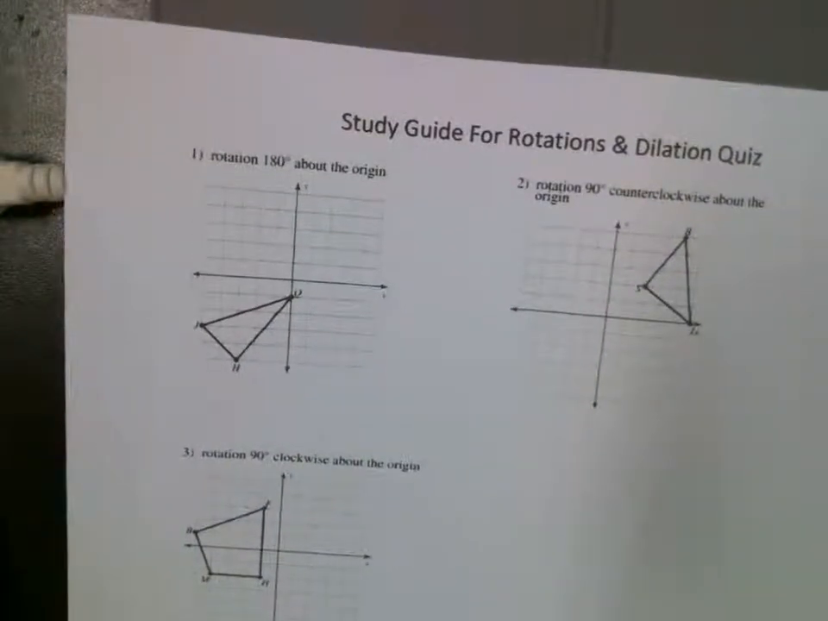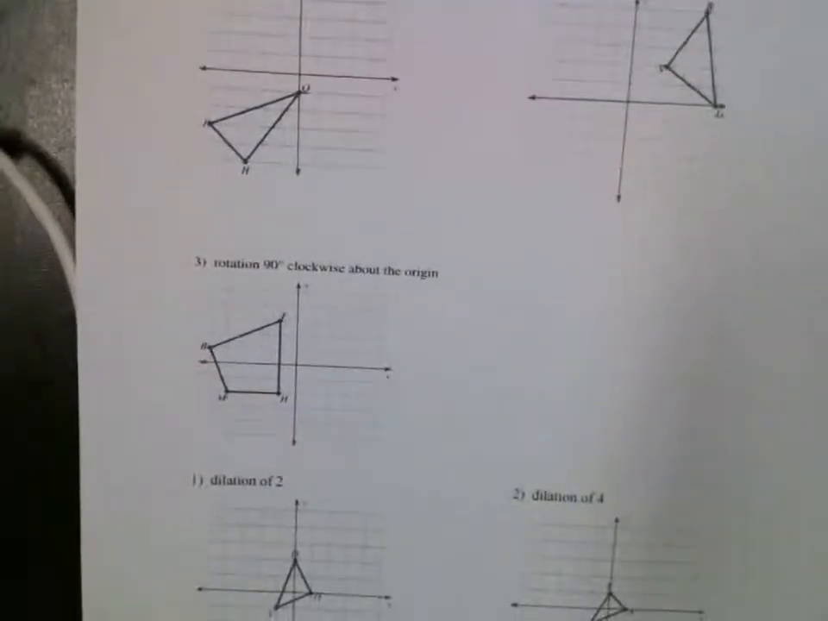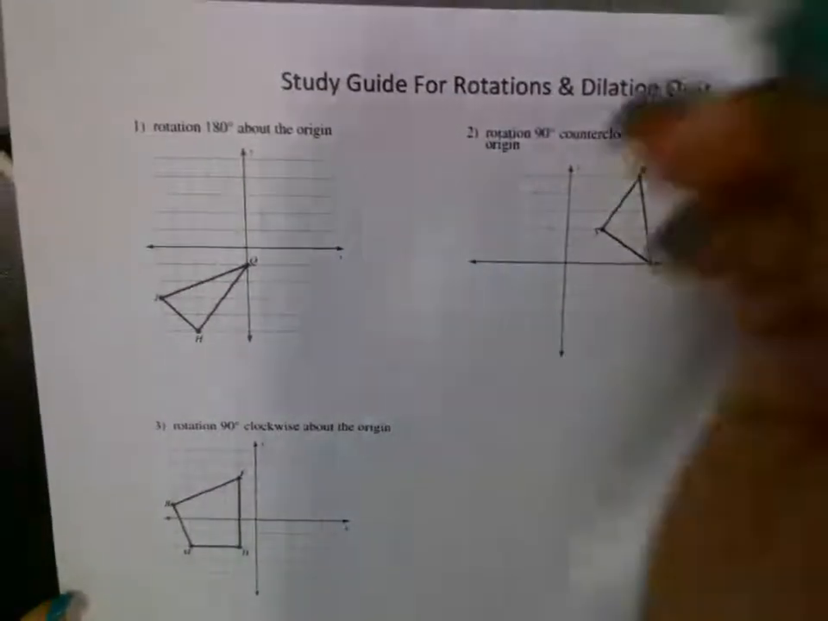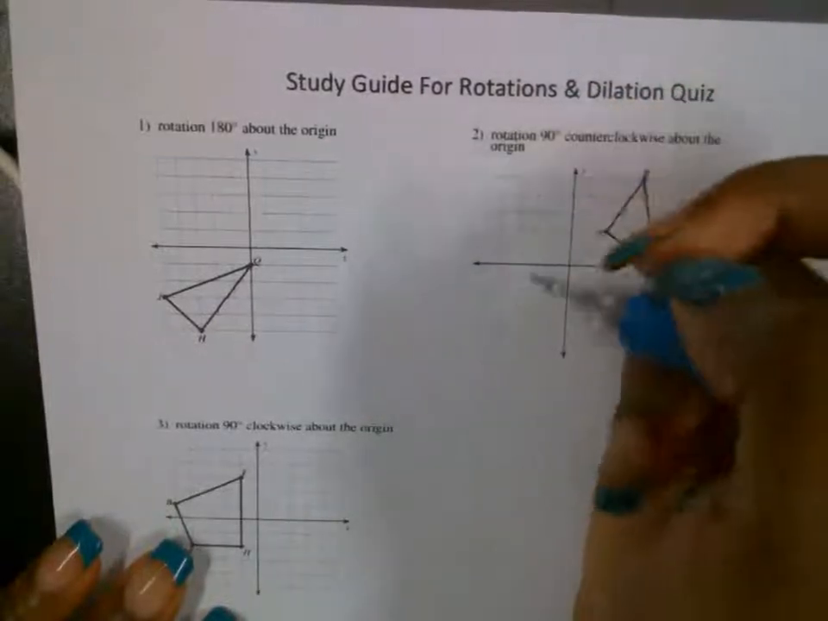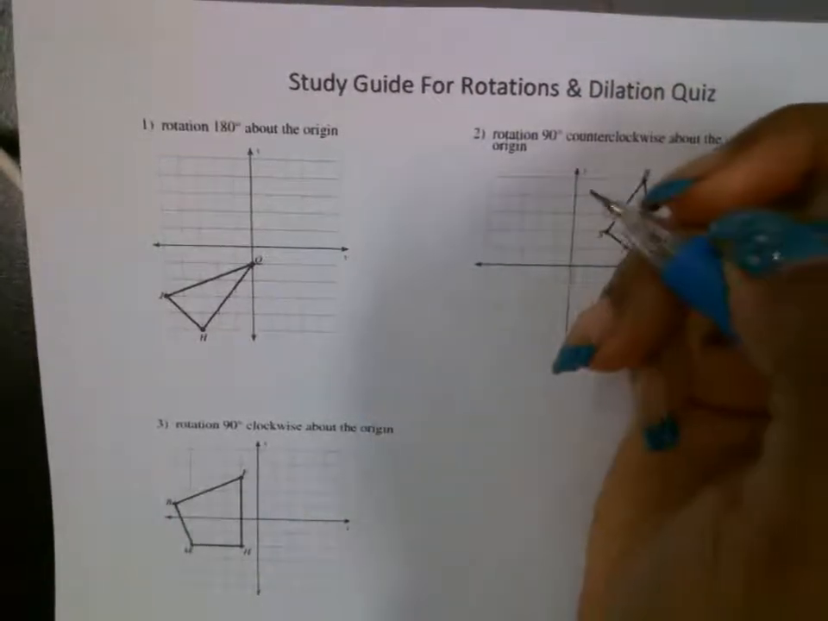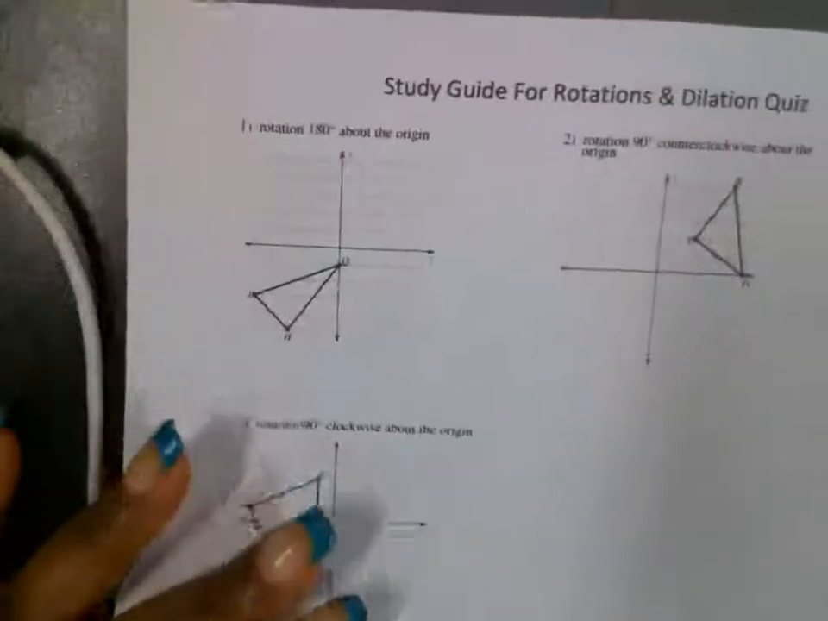All right. So we are going to go over the study guide for the quiz on rotation and the quiz on dilation. Okay. It's a two-part quiz. One section is going to be on rotation, and the other one's going to be on dilation. Two separate grades. All right.